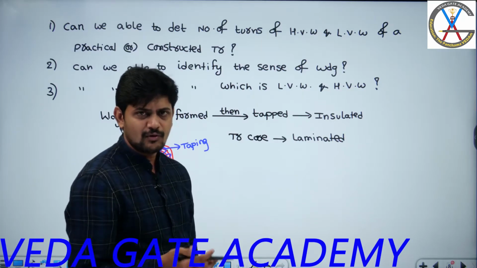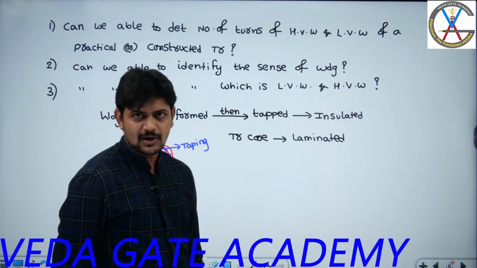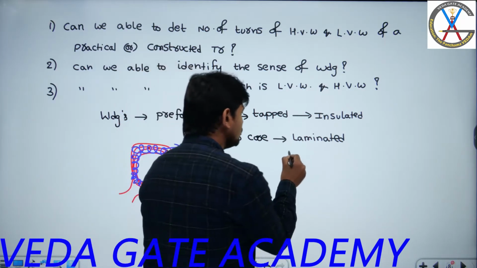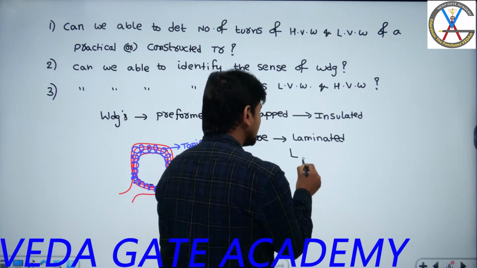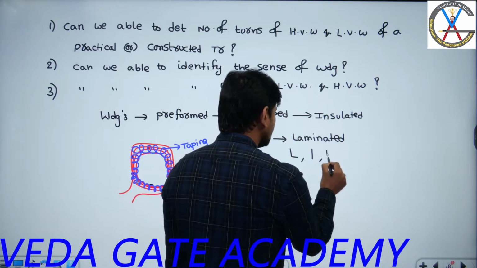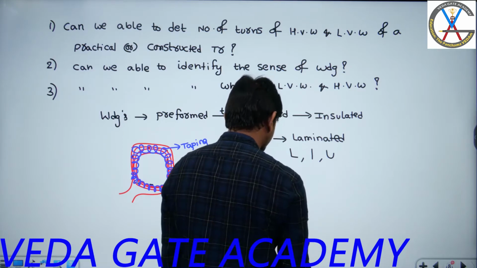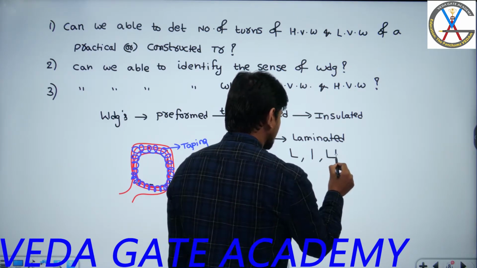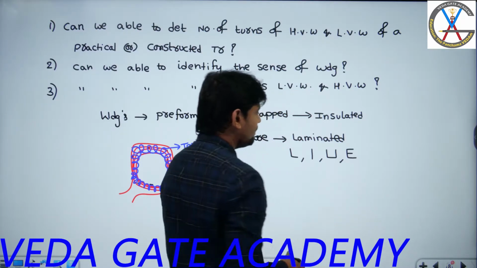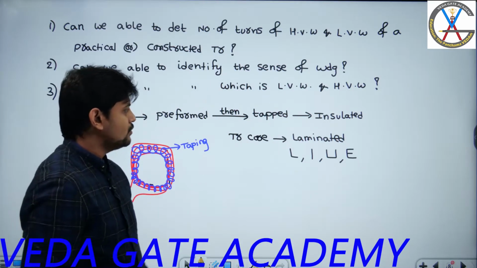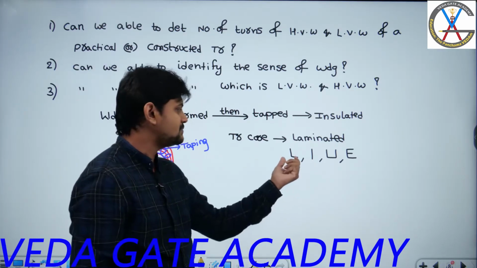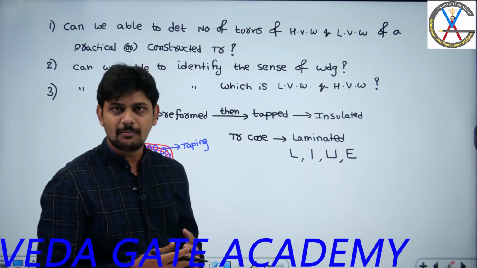Generally we have core type and shell type transformers. These core type and shell type transformers can be obtained by using L-shaped, I-shaped, U-shaped, or E-shaped laminated magnetic plates. Are you following? So we design different magnetic plate shapes, and with the help of these plates we can get the required core type or shell type.